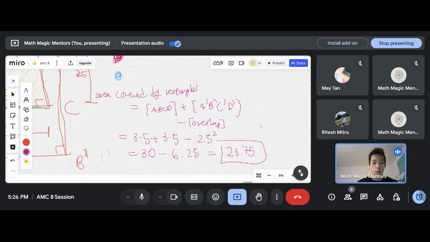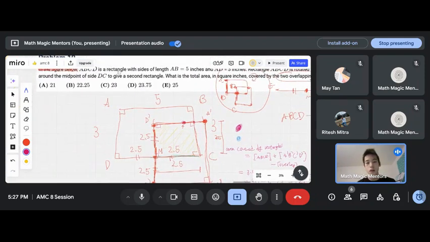Sometimes I like to check with computations. There's 15 and 15 for the rectangles, and that's subtract 6.25, 30 minus 6.25. And yeah, that should be 23.75. If you add, obviously you can just check it real quick. Again, it's a 0, 1, 0. Yeah, and that gives us 30. Yeah, so it should be 23.75, which is D.